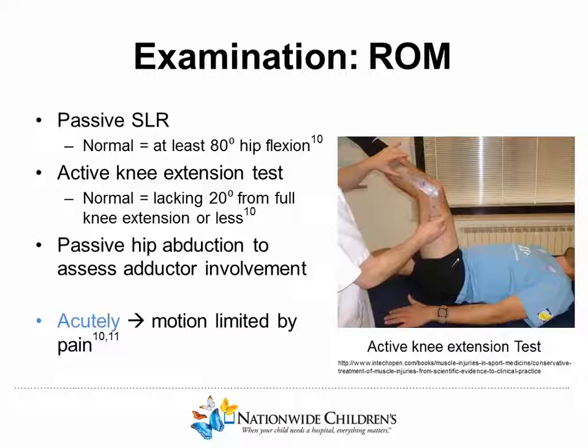And then the passive hip abduction to assess the adductor involvement and rule in or rule out any involvement or limitations there. It's important to remember that acutely motion is going to be primarily limited by pain, so frequent reassessment as their pain goes down is going to be important throughout the rehab program.